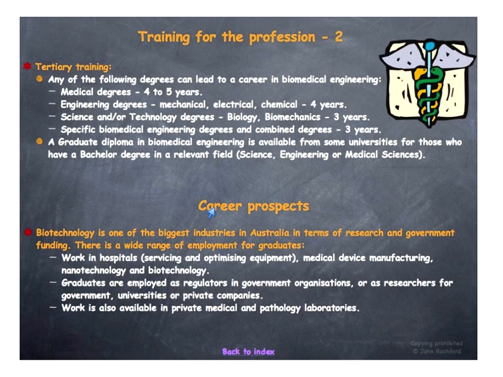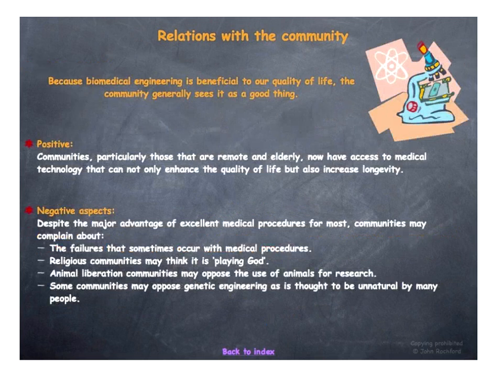Career prospects. Biotechnology is an extremely large and rapidly growing industry in Australia. So there's a wide range of employment opportunities for graduates in these areas. For example, work in hospitals, servicing and optimizing equipment, medical device manufacturing, and nanotechnology and biotechnology. Nanotechnology means the technology associated with working at the atomic scale. Graduates are employed as regulators in government organisations or as researchers for government, universities or private companies. These are the graduates in biotechnology and bioengineering areas. And work is also available in private medical and pathology laboratories, as you know.